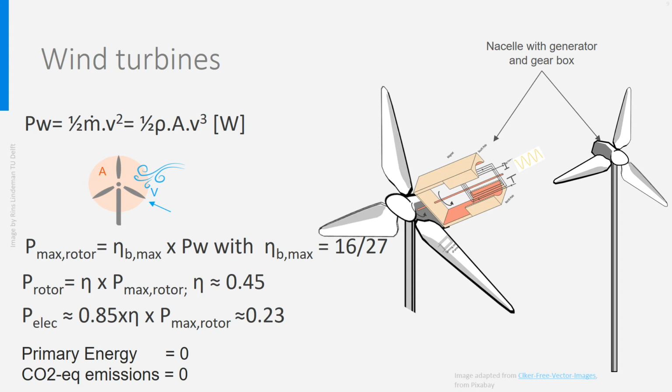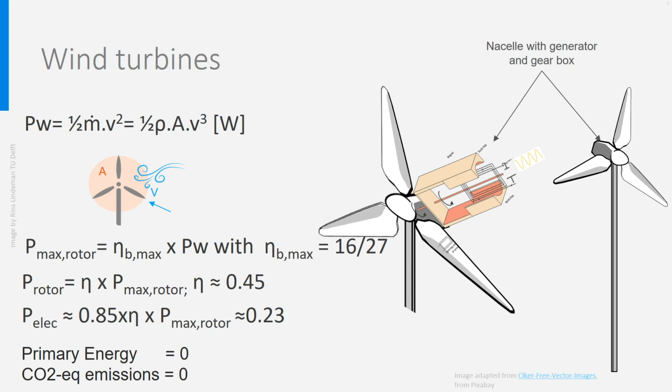However, this formula is only right if the wind velocity on the back of the turbine is 0, which is never the case, and it can be shown that for the type of turbine on the slide, the formula must be multiplied by the Betz efficiency, which has a maximum of 16 divided by 27, which is 0.59. Other types of turbines may have a bit higher Betz factor. The maximum power Pmax is therefore defined as the wind power times Betz efficiency.